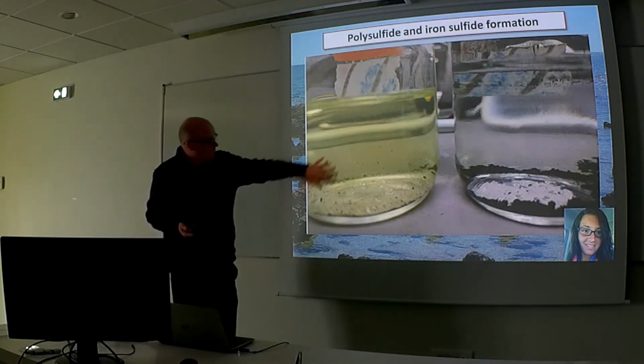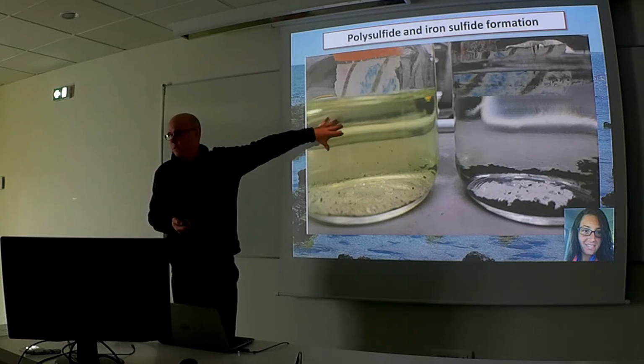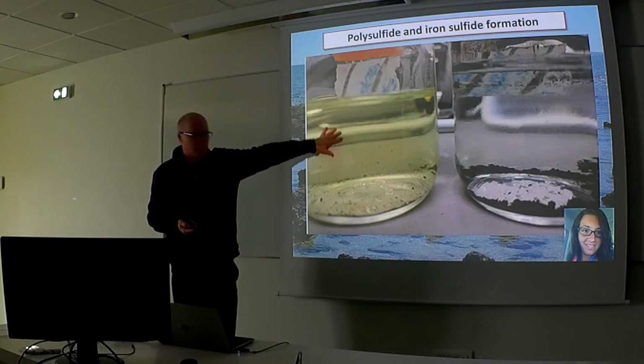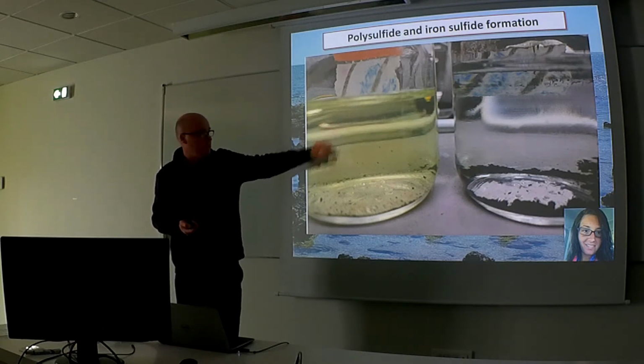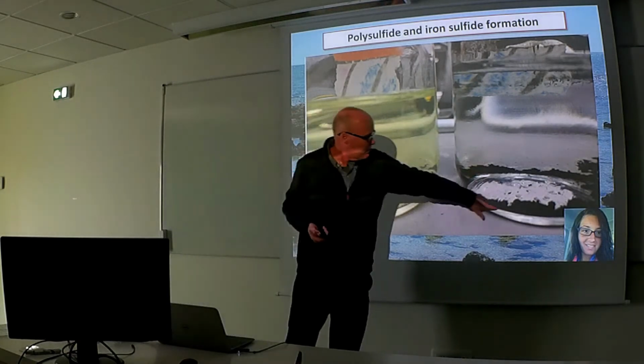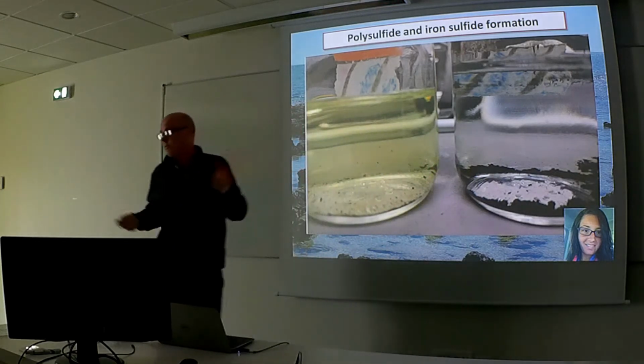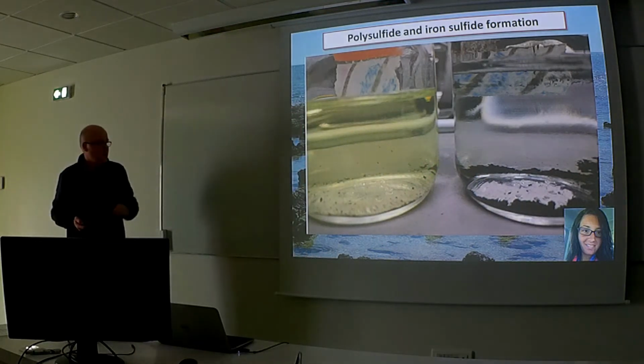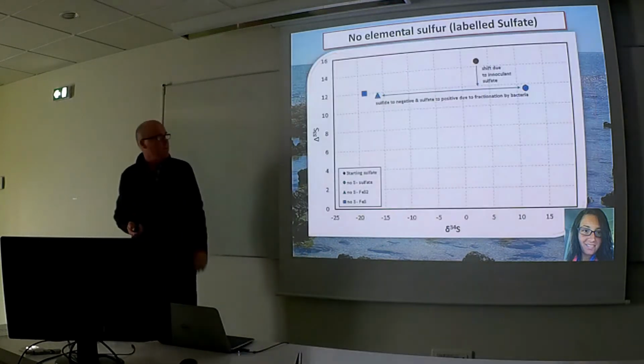In the one without the Fe2+, you form this nice color. This is polysulfide. So the sulfide reacts with the elemental sulfur and pulls it into solution, forming the polysulfide. In the one with the iron, you form a lot of iron sulfide precipitate, and form even more when you have the 3.